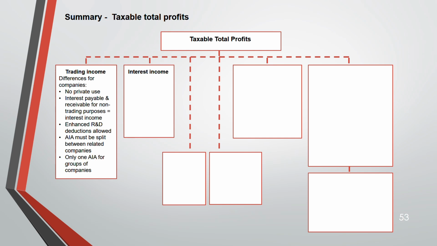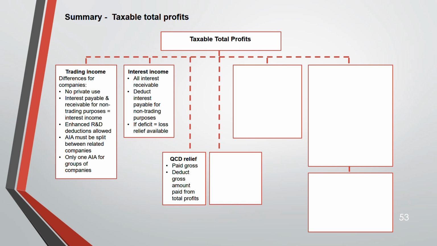Coming to interest income, the next income. All interest receivable, deduct interest payable for non-trading purposes, and if there are deficit losses, relief is available. Next, QCD. This is paid gross. You have to deduct it from your total profit. Overseas income. Again, include gross, double taxation relief is available, and dividends are excluded from overseas income.